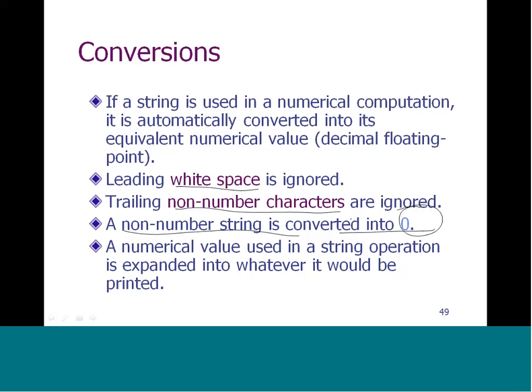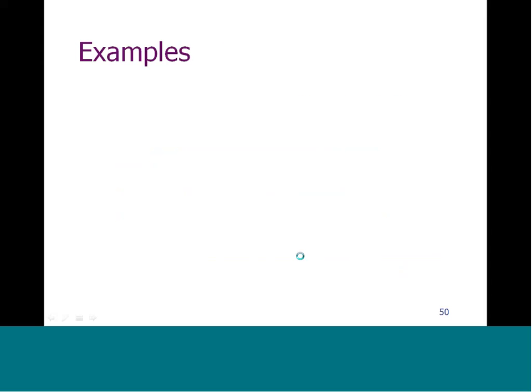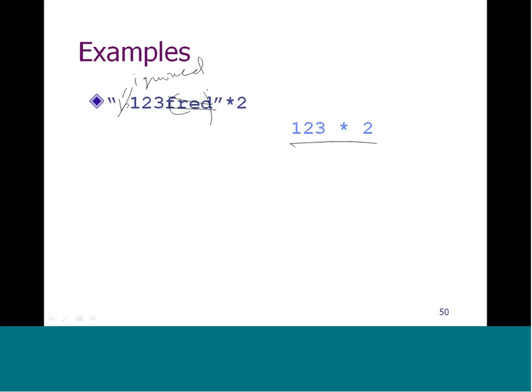Okay, so let's look at some examples. Here, in quotation, it's space 1, 2, 3 Fred, times 2. What would be the output for this? It's the same as just saying 123 times 2, because the leading blank is ignored, and then the trailing non-number characters are also ignored. So the result is just 123 times 2. The reason why this is true is because of this. If you say 123 Fred X 2, then the answer will be 123 Fred repeated, with spaces in between.